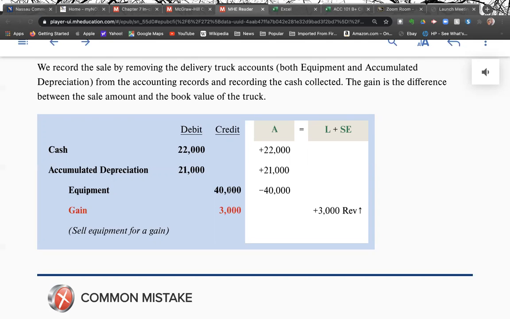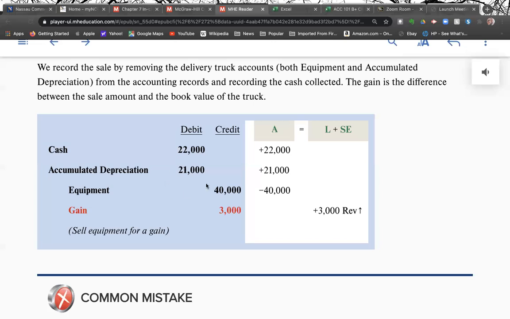Now, if we get rid of the asset, that means we also have to get rid of the accumulated depreciation. Remember, the accumulated depreciation follows the asset around. If we don't have the asset anymore, we don't have the accumulated depreciation anymore. Right? Now, assets have debit balances. That's why to get rid of the asset, you credit it. But accumulated depreciation was a contra asset. Contra asset accounts have credit balances. So to get rid of it, you need to debit.